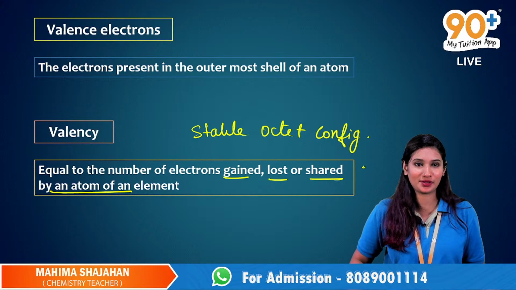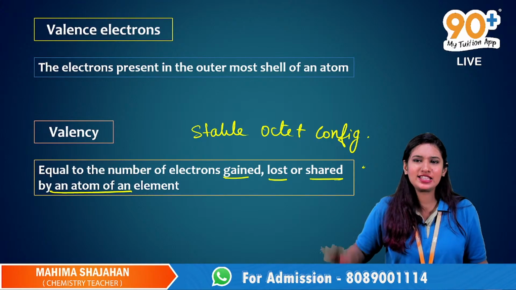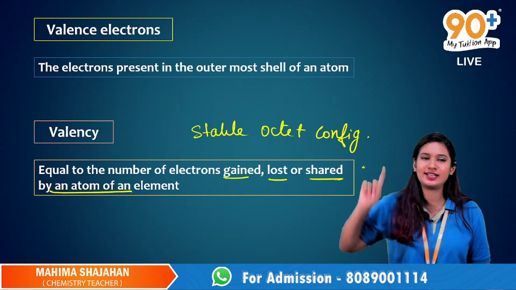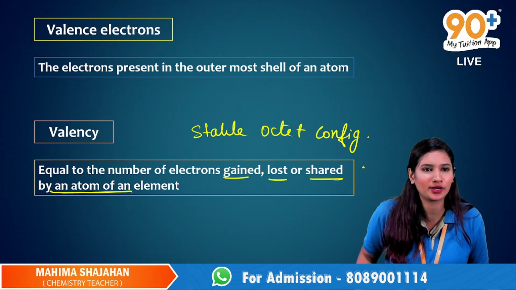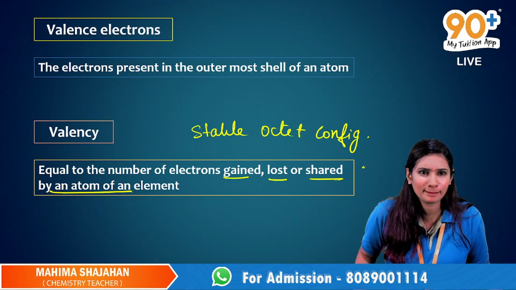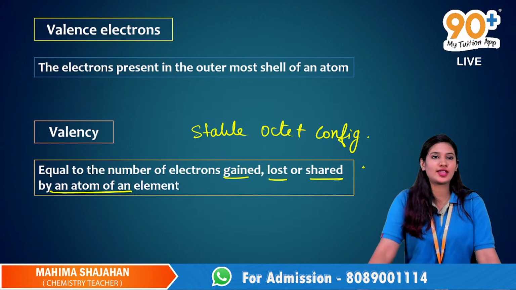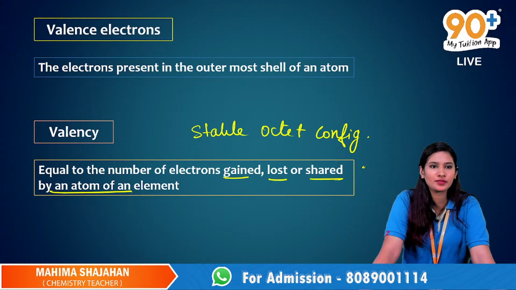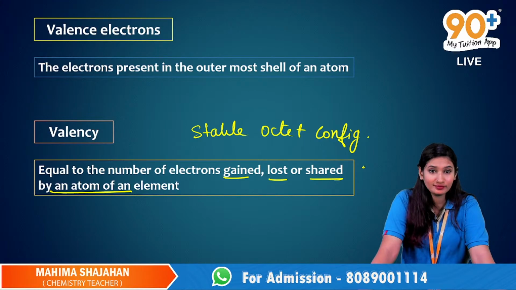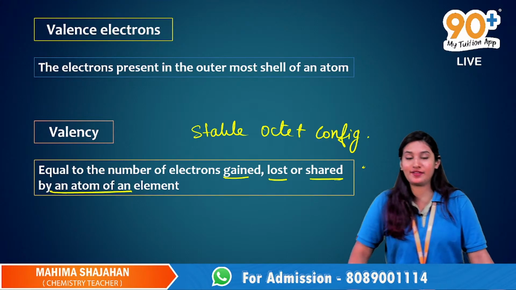Valency. Okay, is it clear? Is valency and valence electron a bit confusing or is it clear? In the comment box, everyone, is it clear or do you have any doubt? Okay, it's clear. Very good.